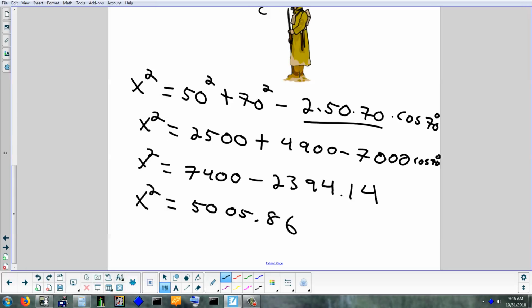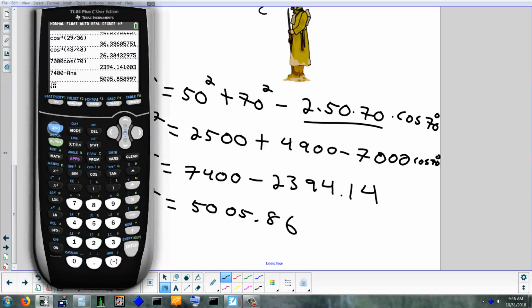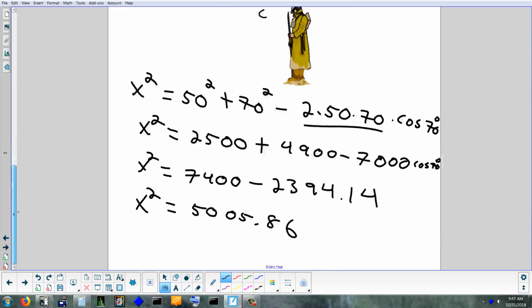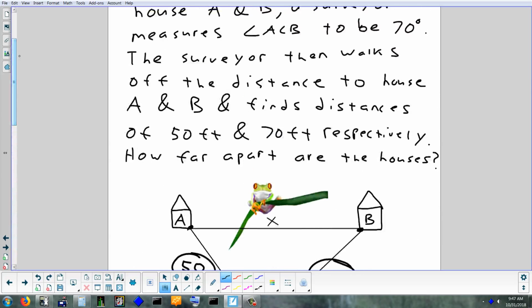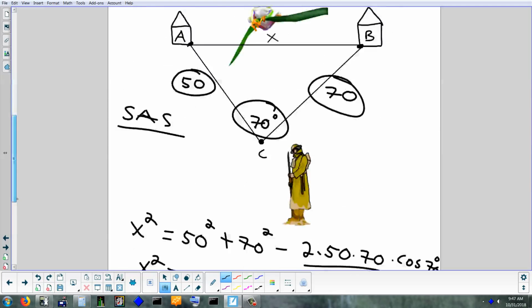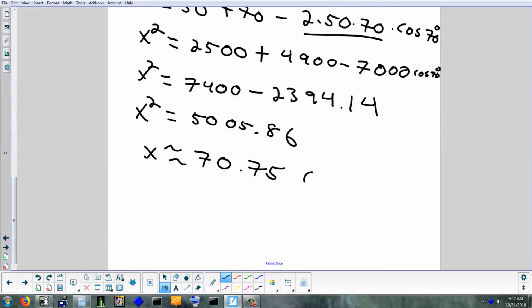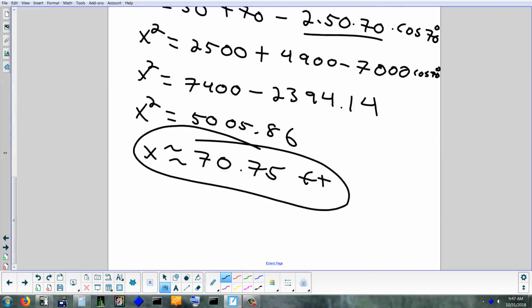5005.86. And my last step now to get the distance would be square root. So let's take the square root, and I'm just going to do the last answer that I have on the screen. 70.75. So x is about 70.75. And I just want to make sure, I think it was feet. Yeah, everything was measured in feet. Not degrees. Okay, so that's the distance between the two houses. Any questions on that?